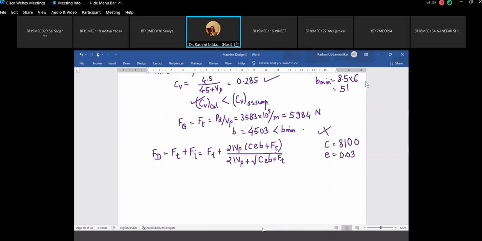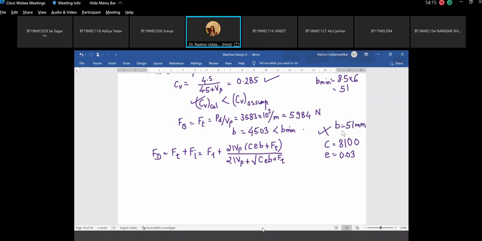So what we'll do is, we initially will assume the value of B as 51 because this is not in the safe zone for face width. We'll go with B as 9M. We'll calculate this. If your FD comes out to be less than FB, then we'll increase the value of B. So as of now, because this is not safe, let us assume B as 51 mm.